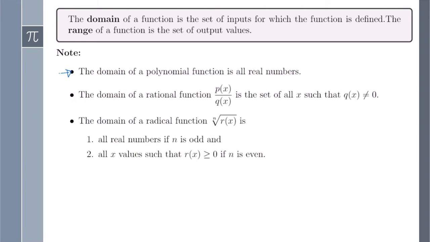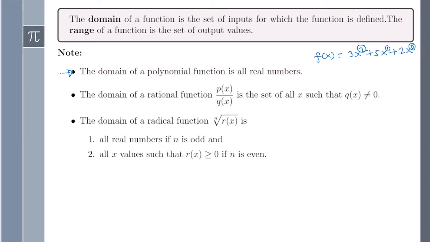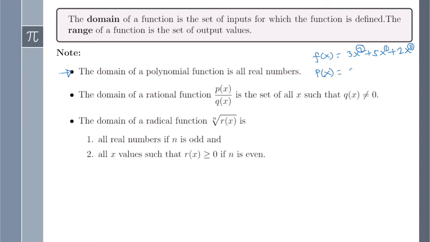A polynomial function is an algebraic function where the exponents of x are whole numbers. For example, f of x equals 3x squared plus 5x plus 2. This is a polynomial function because the exponents of x are whole numbers. Here we can write x to the 0, which is still a whole number. But if you have p of x equals 3x to the 3 halves plus 5x plus 2, then this is not a polynomial function because this exponent is not a whole number. So you know what a polynomial function is.